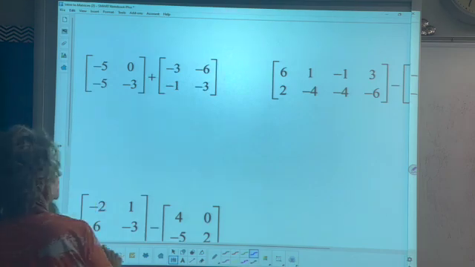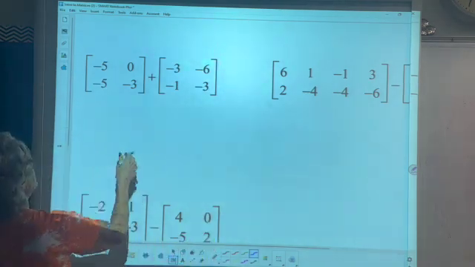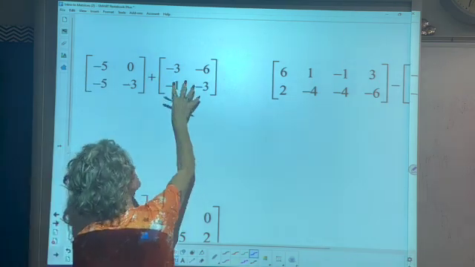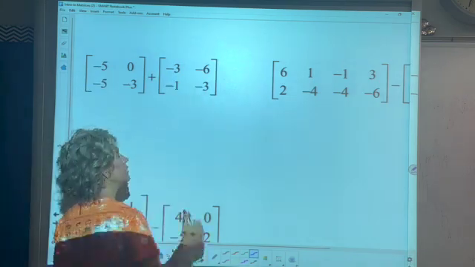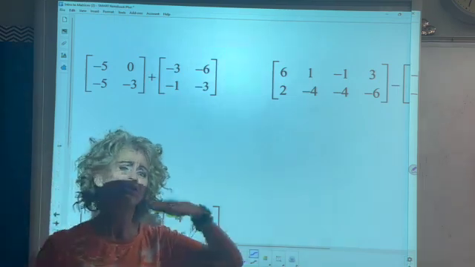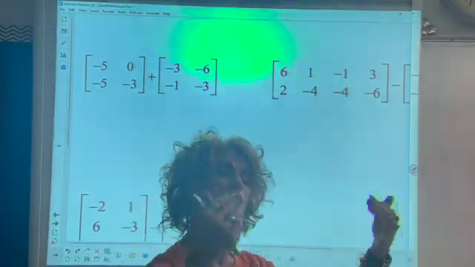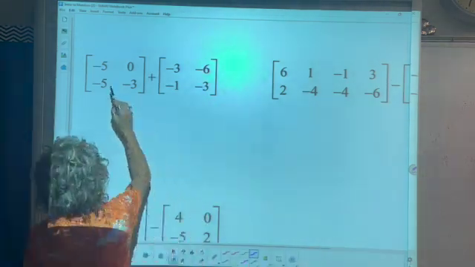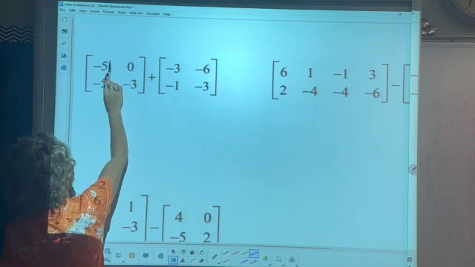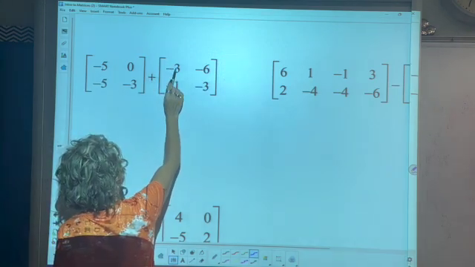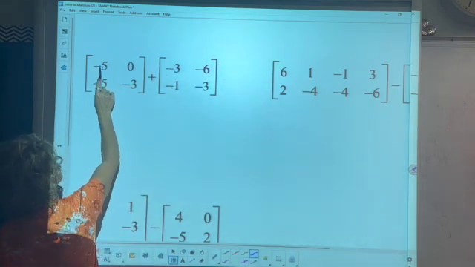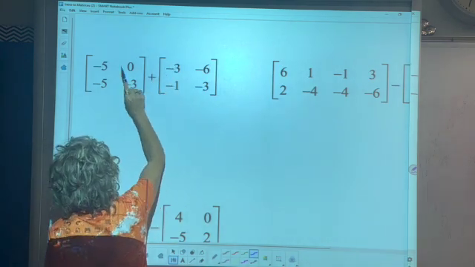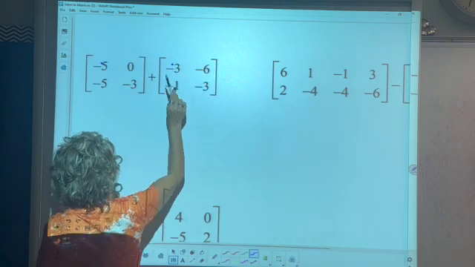So we're gonna do some of these. Now, this is a 2 by 2, 2 rows, 2 columns. This is a 2 by 2, 2 rows, 2 columns. Easy peasy, a 2 by 2 added to a 2 by 2. My result will be a 2 by 2. It's very easy. So I take the first row in the first column and I add it to the first row in the first column of the second matrix. So this one matches up with this one, okay?